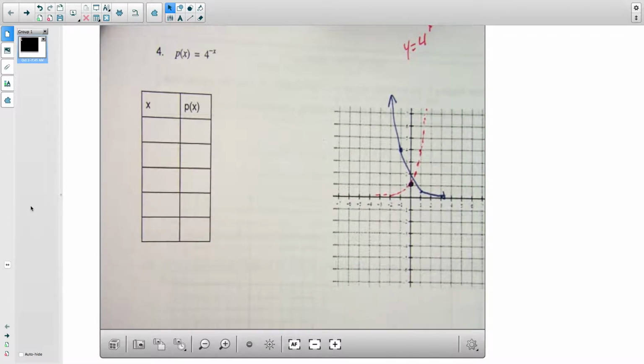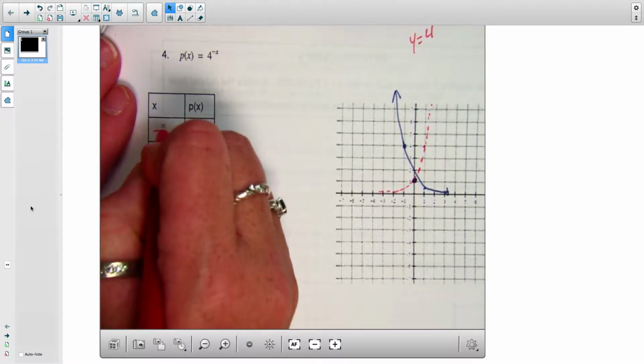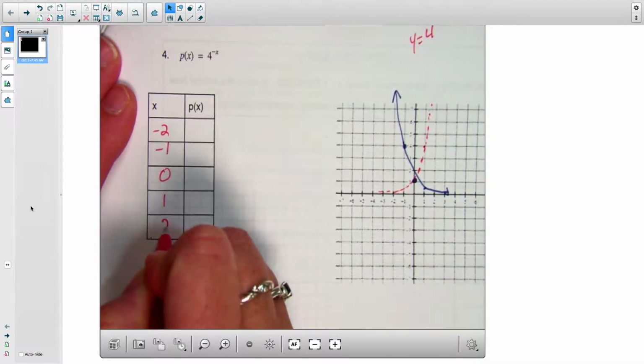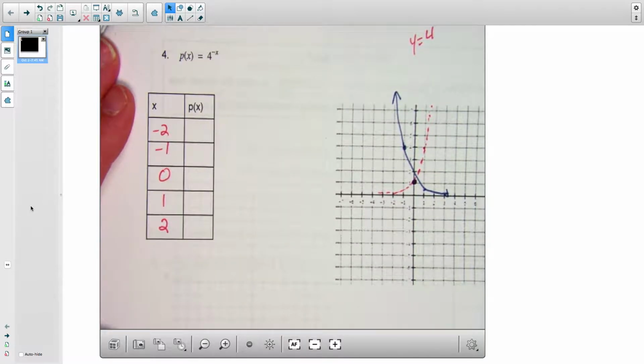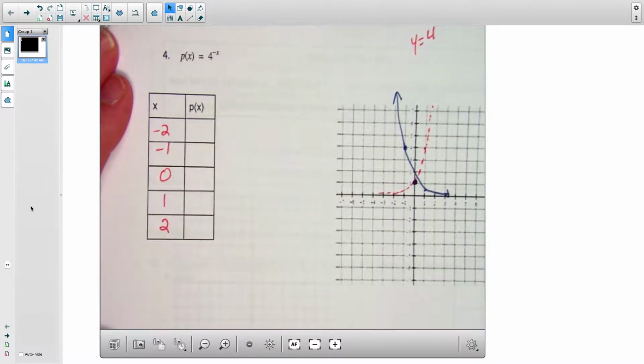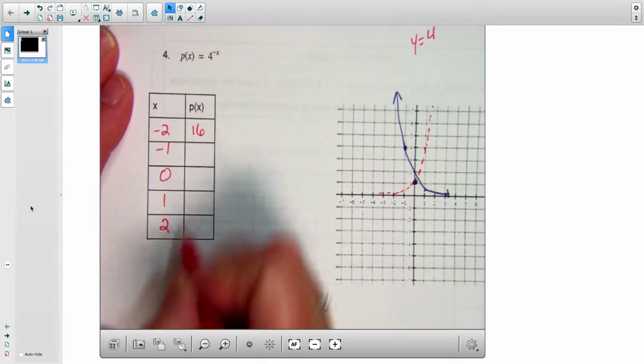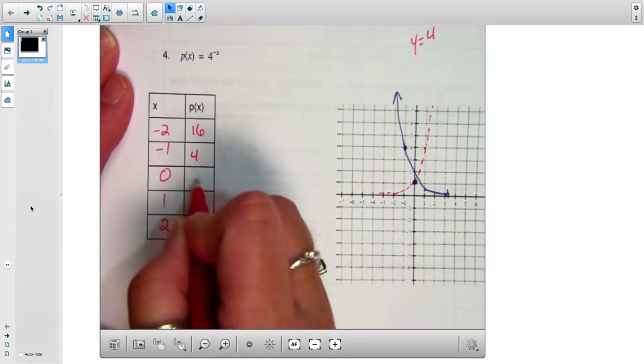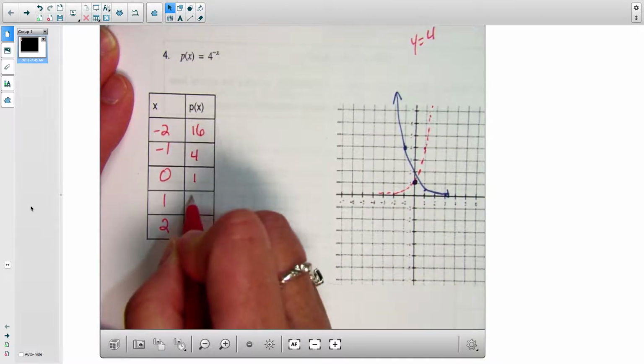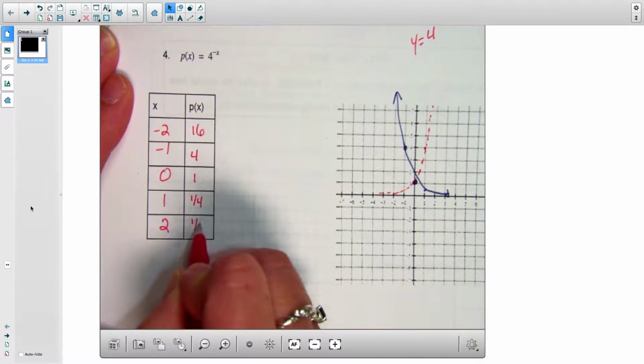You can just do the tables if you would like. Negative 2, negative 1, 0, 1, and 2. 16, 4, 1, 1/4, 16.